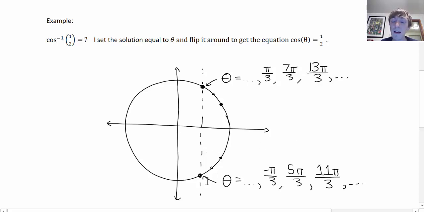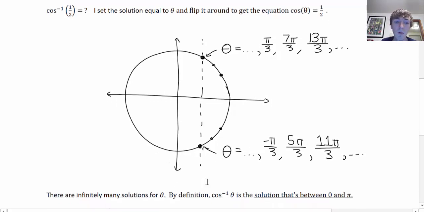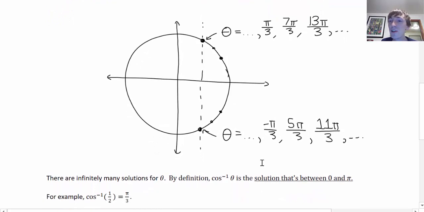So that's a problem. I have more than one solution, and I can't have more than one output to the inverse cosine function. So what do we do? Well, by definition, we pick the solution that's between 0 and pi. Okay, so this is a convention. This is part of the definition of this function. We can't let it be anything. So we take only the unique solution that's between 0 and pi.